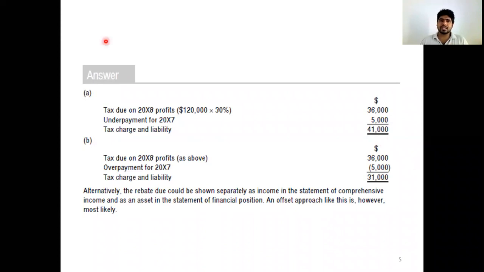In the second scenario, our estimated tax was 30,000, but the actual amount is 25,000. Here, the current tax is again 36,000. How do we get it? 120,000 into 30% is 36,000. We estimated 30,000, but the actual amount is 25,000. So we made an over provision. So we can deduct this 5,000 from the 36,000 current tax. Then we have to pay only 31,000, right? So this is the case.